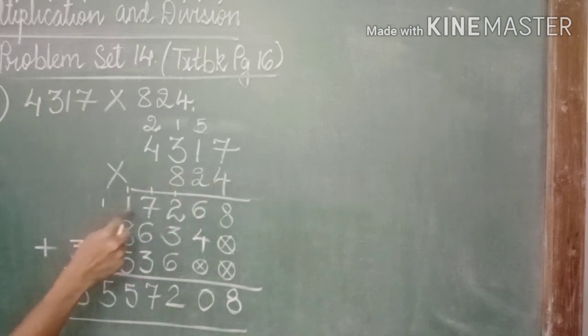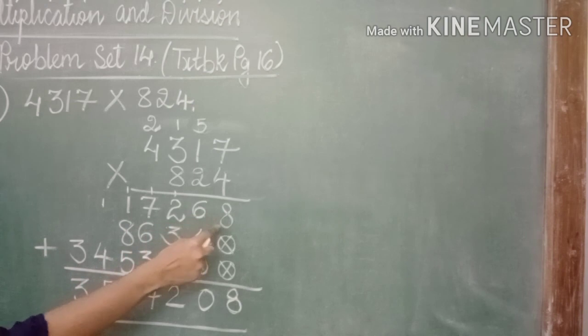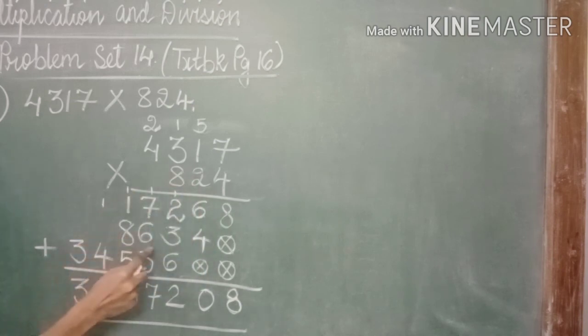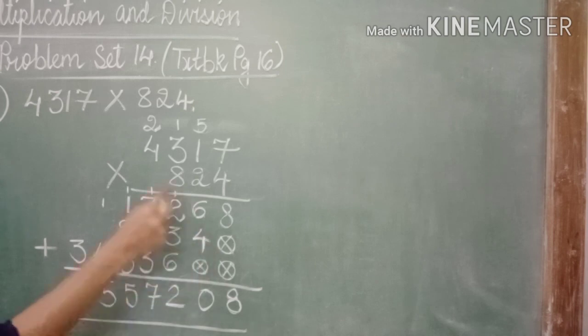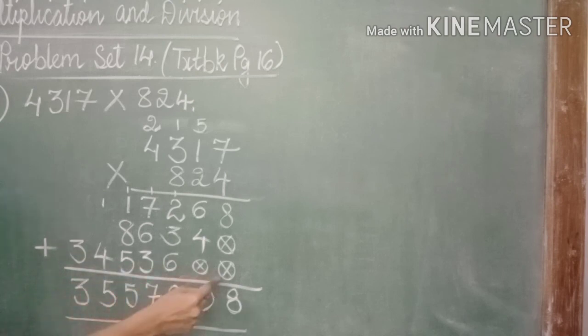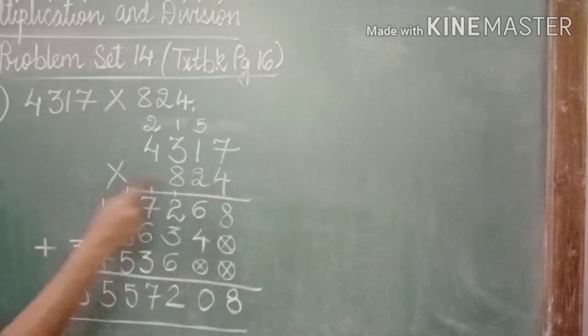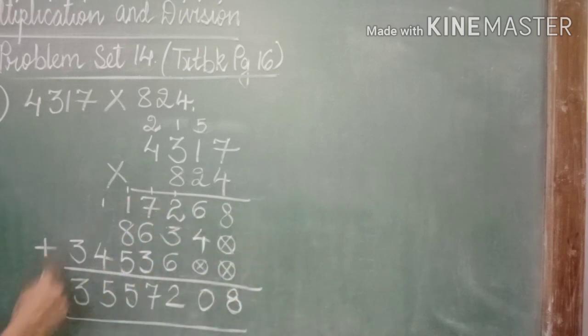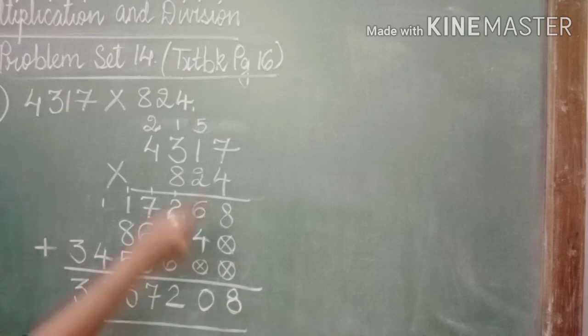The answer was 17,268. Then we have multiplied with 2. The answer came as 86,340. Then we have multiplied with 8. So the answer had come 34,53,600. Then we have added units, tens and hundreds. And last we got the final 5,57,208. Now this is the fourth sum.